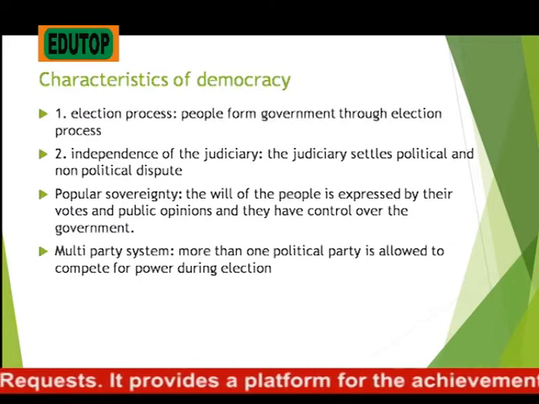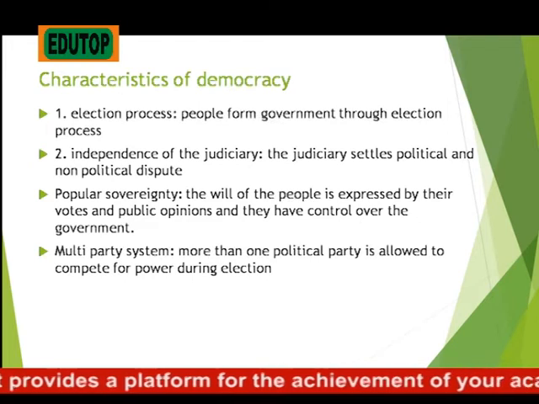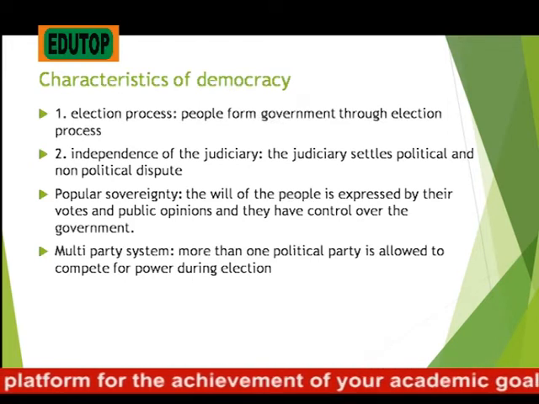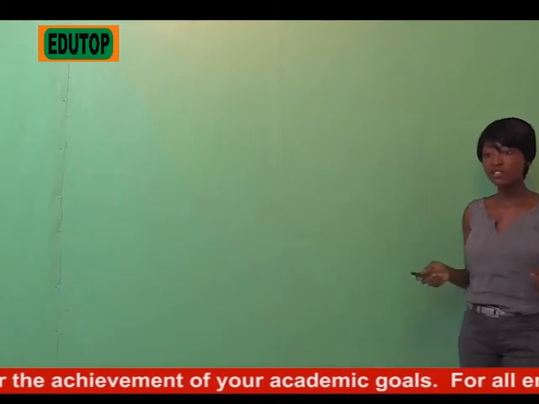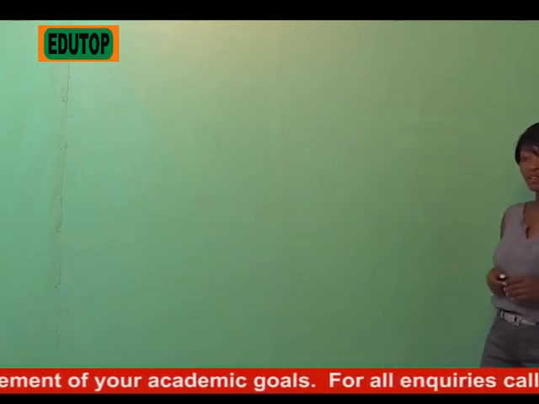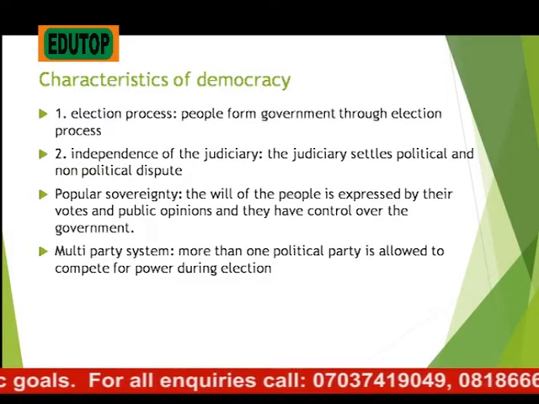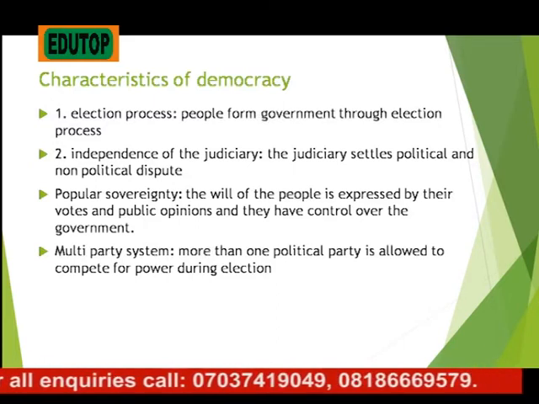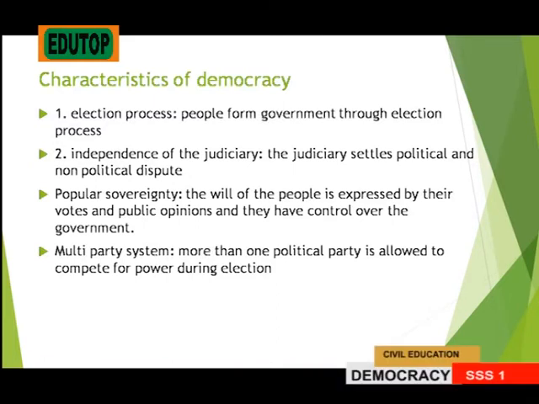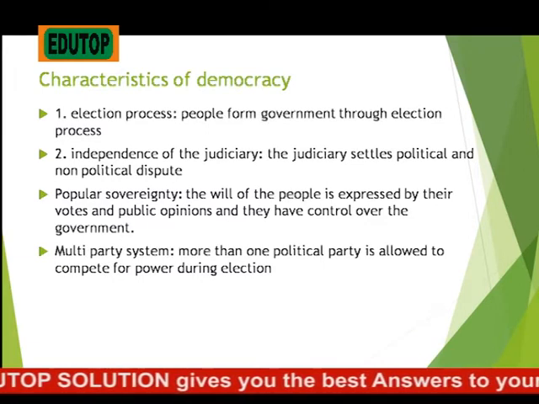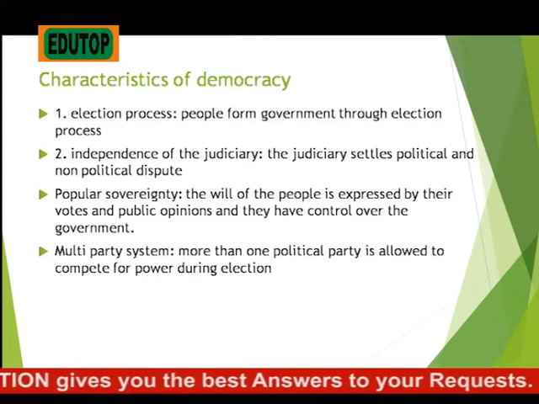Independence of the judiciary. The judiciary settles political and non-political disputes under democracy. Therefore, the judiciary needs to be neutral and independent from the control of the government. Political sovereignty. The will of the people is expressed by their votes and public opinions, and they have control over the government. That is, the people of the community have a say even in the governing of the affairs of their states by voicing out to the government and giving their own opinions on public issues and matters.